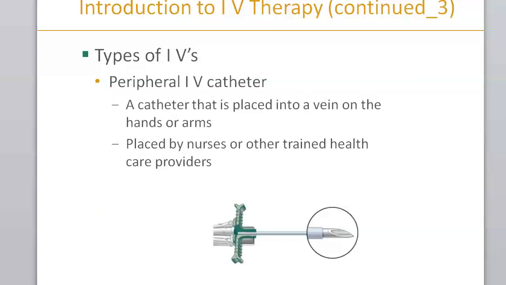So the first type of IV is a peripheral IV catheter, and the catheter that is placed into a vein on the hands or arm, and it can be placed by nurses or other trained healthcare providers. And as you can see, this is a perfect example of one.